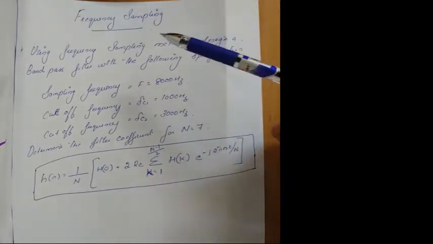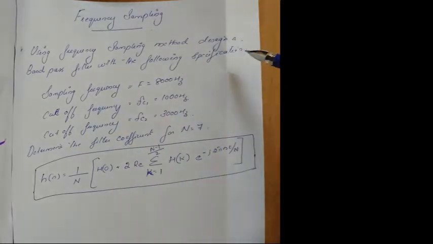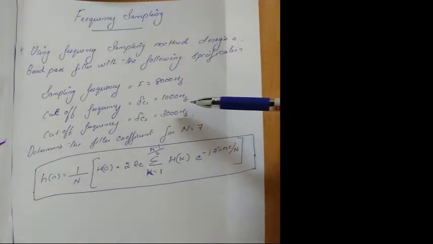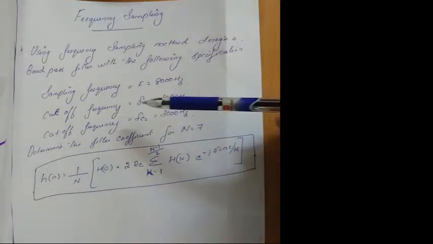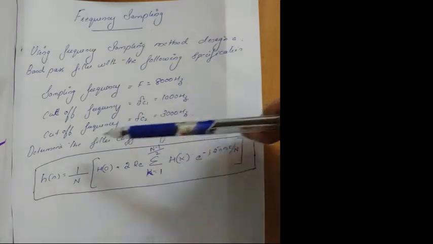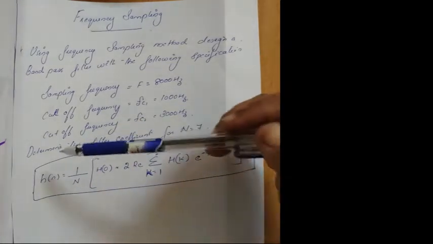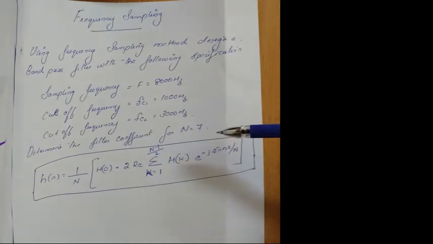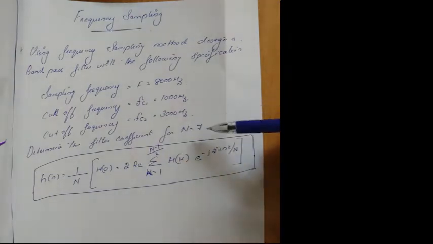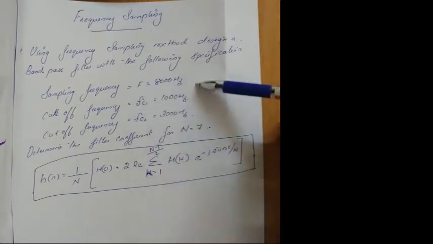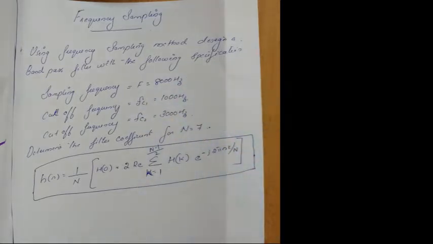So a question is given over here. Using a frequency sampling method, design a bandpass filter with the following specification. It has a sampling frequency of 8000 Hz, cutoff frequency fc1 1000 Hz, cutoff frequency fc2 3000 Hz, and determine the coefficients for N equal to 7. So you have to find N samples, and first, using the given specification, you have to find the limit from where to where it is varying.